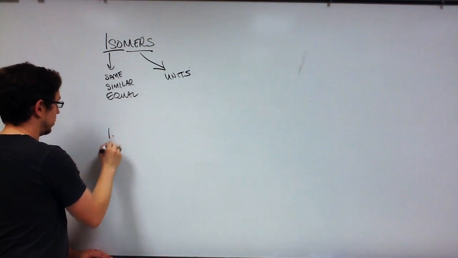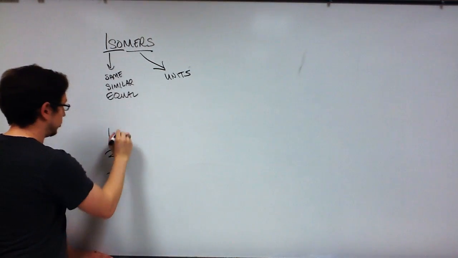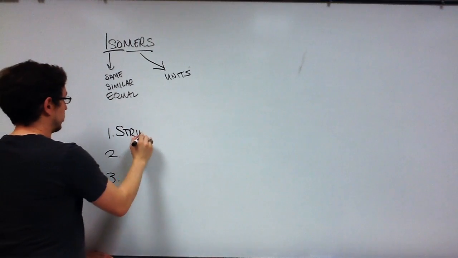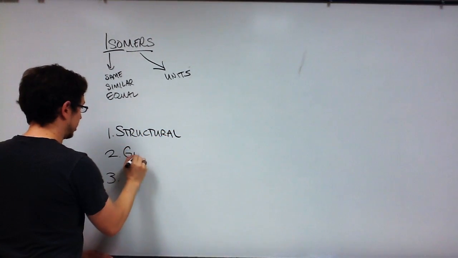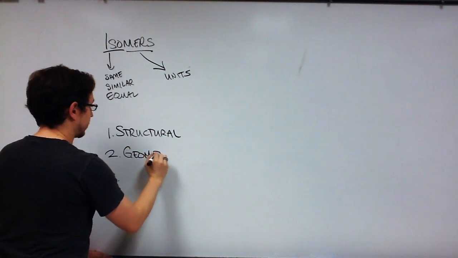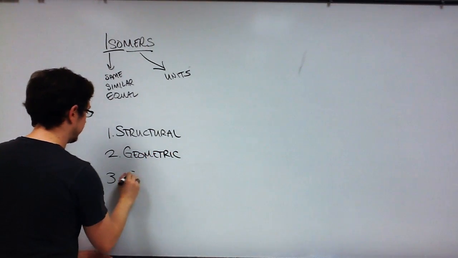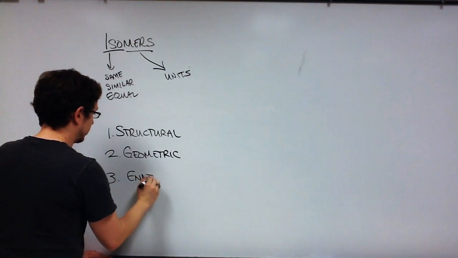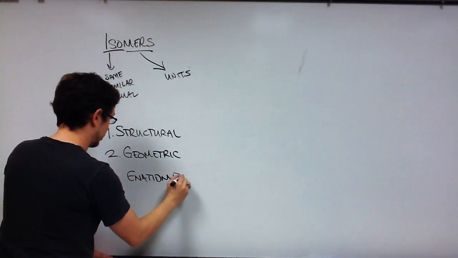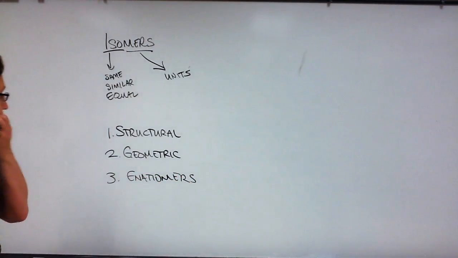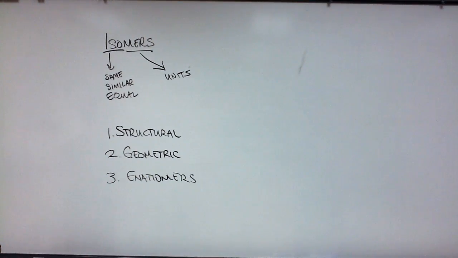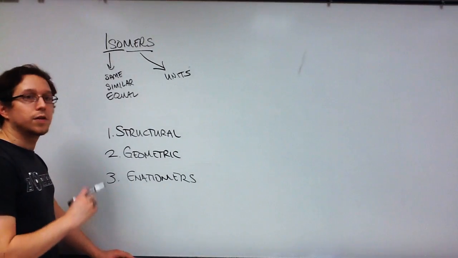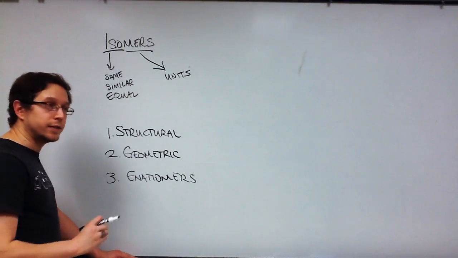There are structural, geometric, and enantiomers. Now, in any instance, essentially what these isomers are is they're going to be things that have the same molecular formula but a different shape.